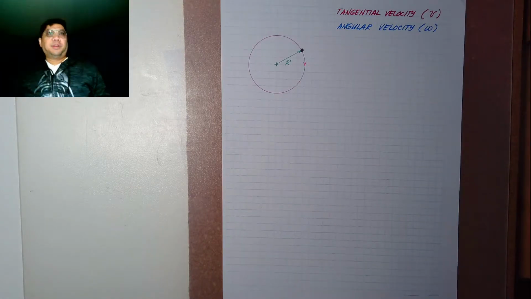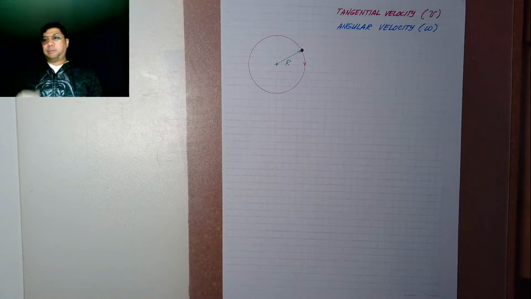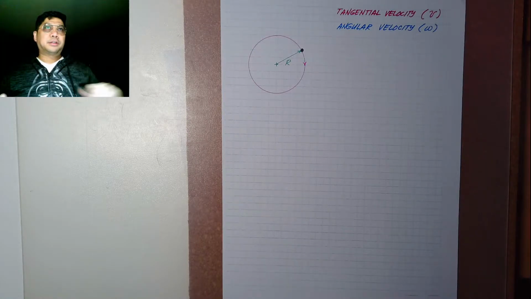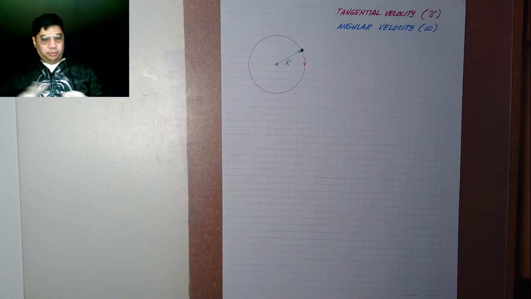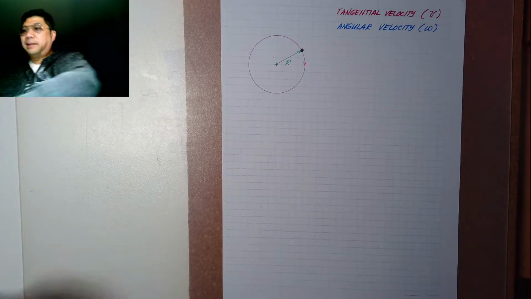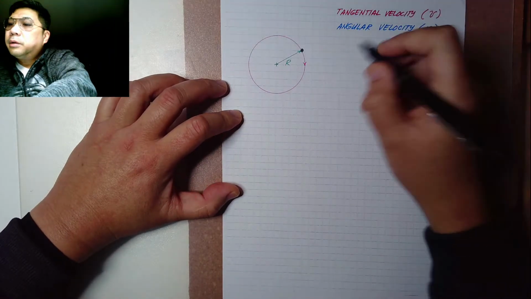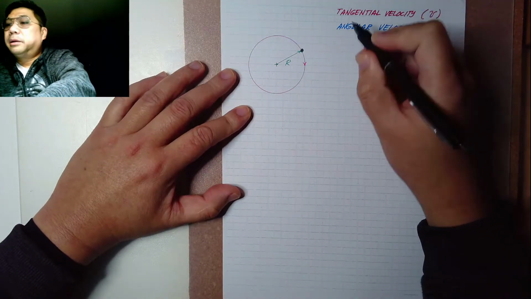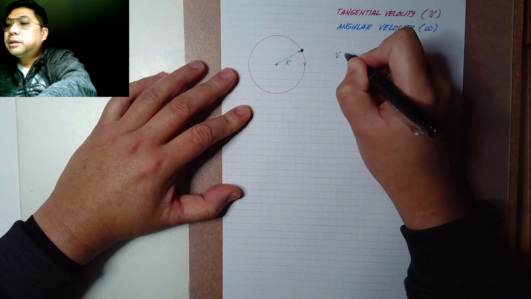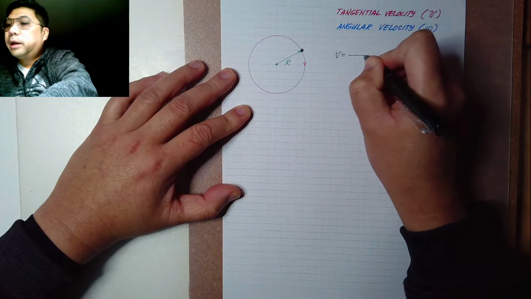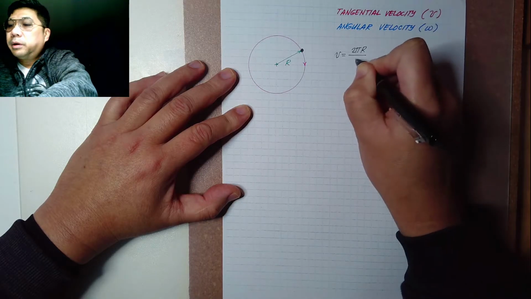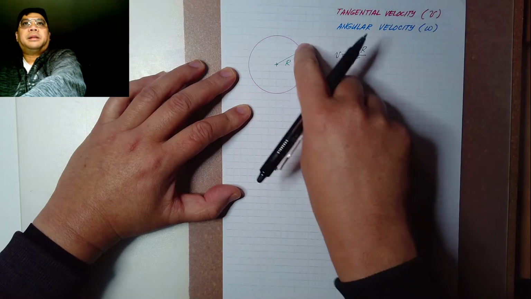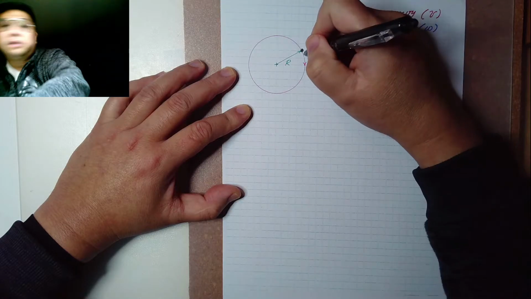The purpose of this video is to explain the difference between angular velocity and tangential velocity. In the previous video, we discussed that the tangential velocity, which is represented by v, is simply equivalent to 2 pi r over the period. So this means that it is a tangential velocity.